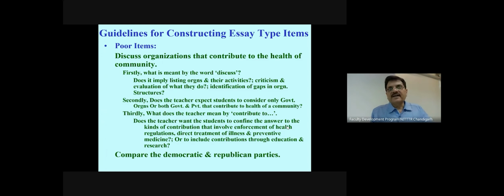Compare the Democratic and Republican parties. We can ask, compare the current policies of Democratic and Republican parties with regard to government's role in private business. You have to be very specific. Write a short note on semiconductor. Semiconductor के ऊपर पूरा चैप्टर है, पूरी बुक है. It means you are asking him to write the whole chapter. तो जिसकी स्पीड तेज है वो तो बहुत कुछ लिख लेगा, right? So you have to be very specific.